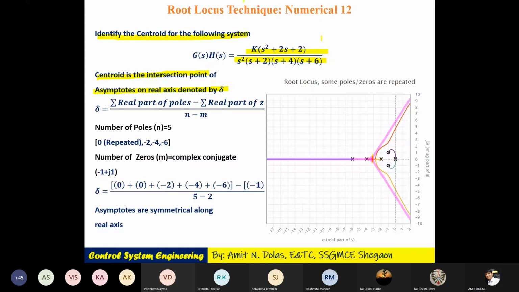Don't just remember, recall the complete theory that we discussed in our earlier lecture. By definition, the centroid is the summation of real parts of poles minus the summation of real parts of zeros, divided by the difference of poles and zeros. Number of poles is 5, number of zeros is 2. So we will compute delta. Delta is equal to the repeated pole 0 plus 0, then the 3 poles, -2 plus -4 plus -6, minus the zeros' real parts, that is -1 and 1.